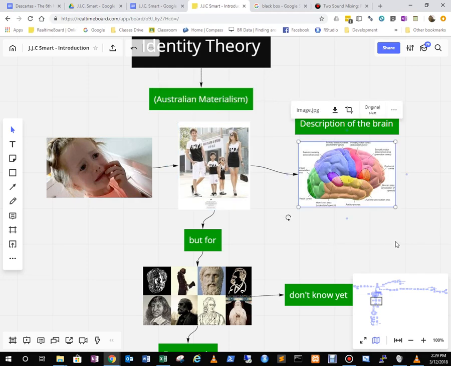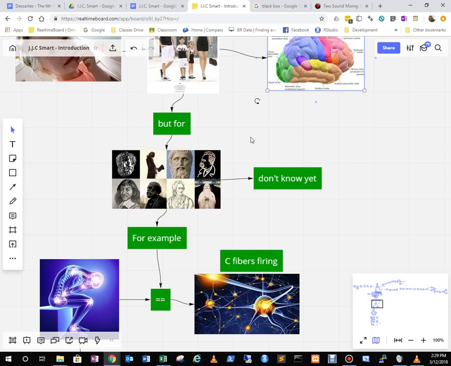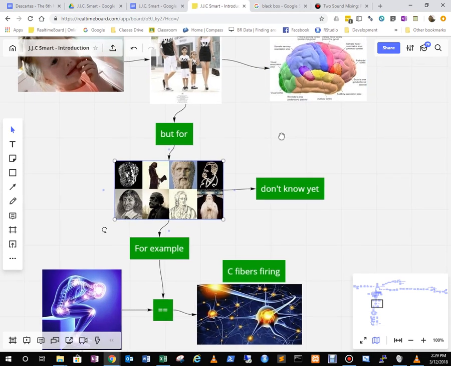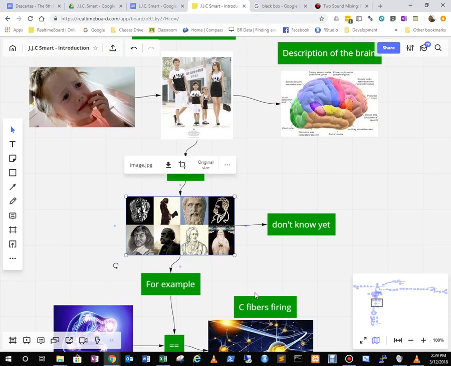Now, what's really important is that for the philosopher, you just make that assumption. You might not know what the mental state of the brain is yet, but you can develop a philosophy based on this general assumption. Okay?